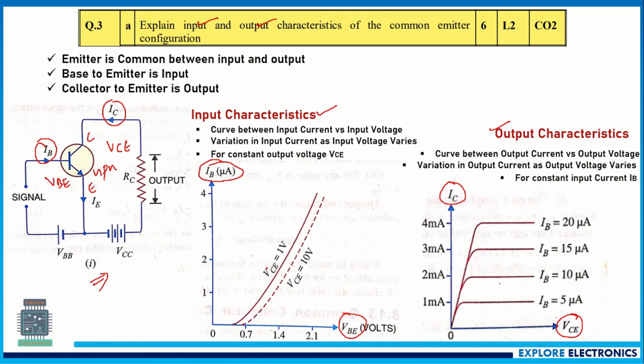And in the input characteristics, we need to keep the output voltage VCE constant by assuming VCE at 1 volt or 10 volt. This is the curve. Similarly, for the output characteristics, we need to keep the input voltage at constant values like this, and we need to explain how the behavior of the amplifier is. Up to this, it is increasing, means the current is increasing. From here onwards, the current will be constant. So you need to explain saturation region, active region and cutoff region.